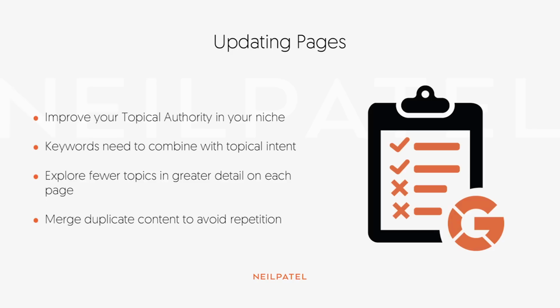Like if you look at Wikipedia, they do really well because not only do articles keep getting updated, but they go super thorough on every single topic out there. Like look up Abraham Lincoln. Wikipedia has one of the most thorough pages I've ever seen on Abraham Lincoln. And then, of course, you want to merge duplicate content to avoid repetition. And when you merge it, you want to use 301 redirects.